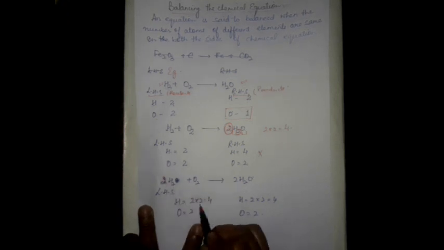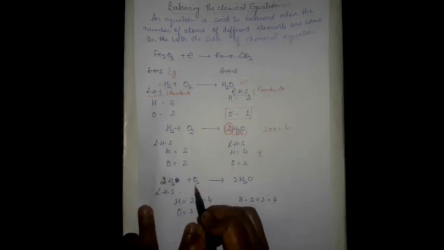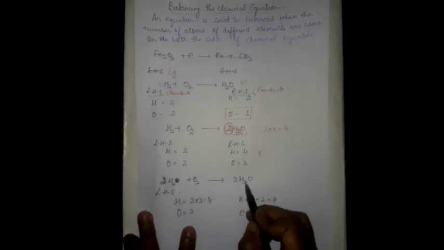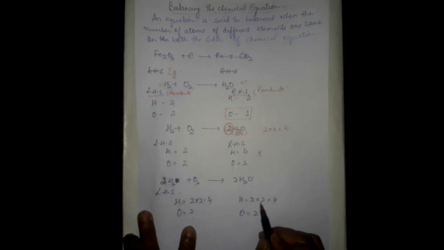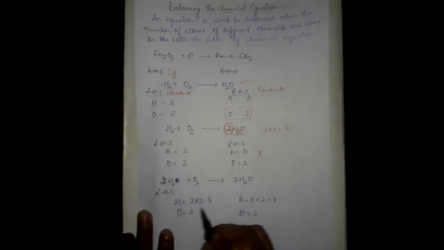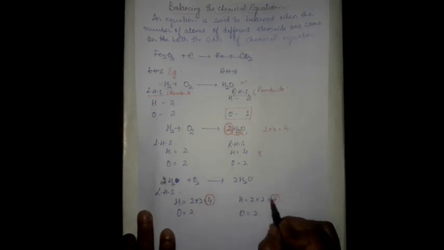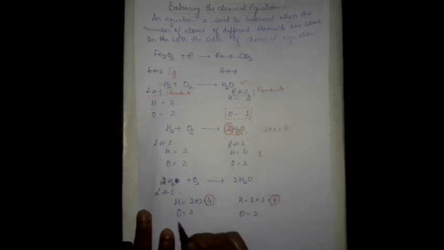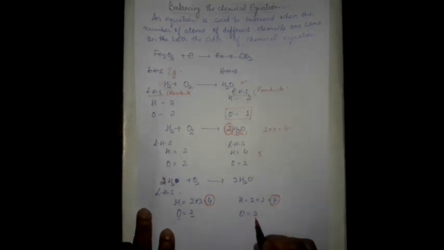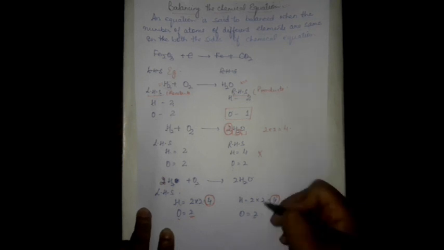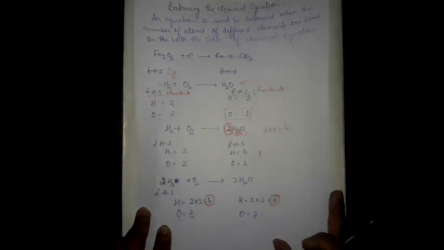2 2s are 4. Hydrogen is 4, oxygen is 2. Again 2H2O, 2 into 2, that is 4, oxygen is 4. Now on the left hand side we have 4 hydrogen atoms. On the right hand side also we have 4 hydrogen atoms. On the left hand side we have oxygen 2 and on the right hand side also we have 2. So in this way we are going to balance the chemical equation.